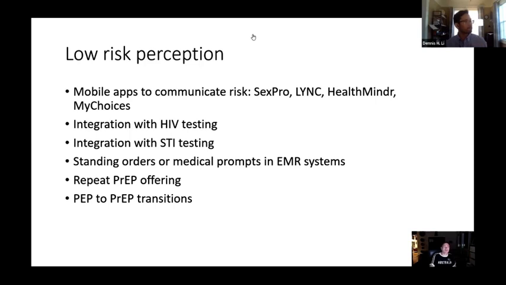Low risk perception. There are mobile apps that can help summarize and communicate risk to users. SexPro and Lynx are largely an adult and adolescent version of the same app. HealthMinder and MyChoice is similarly an adult and adolescent version. These have risk screeners that will tell men that they may be eligible for PrEP based on their behaviors. It's a real missed opportunity not to integrate PrEP more closely with STI testing.